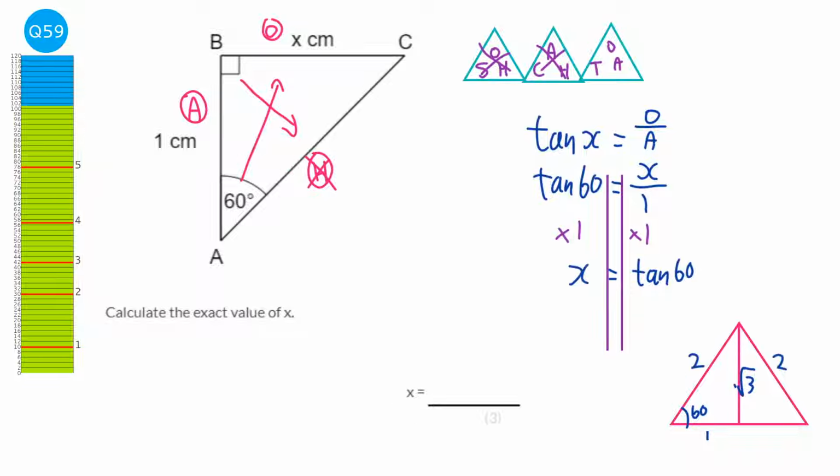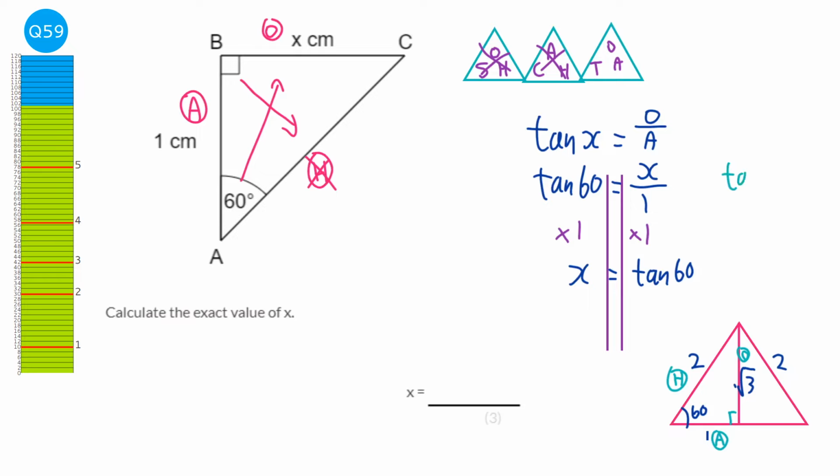So looking at labelling the sides here, just pick a colour to make sure it's nice. So we've got the hypotenuse here, we've got the adjacent here, and then the root 3 will be the opposite. And so we're looking for tan 60.